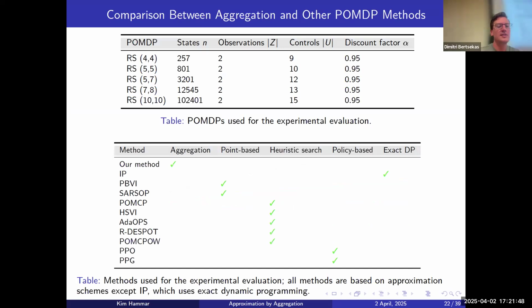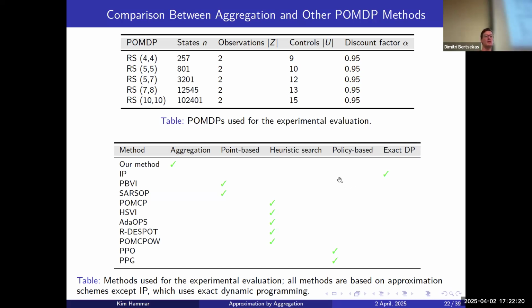So we also evaluated aggregation on larger instances of Rocksample. For example, Rocksample 10 by 10, in that case, we have a 10 by 10 grid and we have 10 different rocks. So it's a much larger problem, more complicated. And we also compared it to most of the state-of-the-art POMDP computational methods in the literature. Details about these methods are out of the scope of this lecture, and you can look them up if you're interested, but I will just categorize them briefly for you.